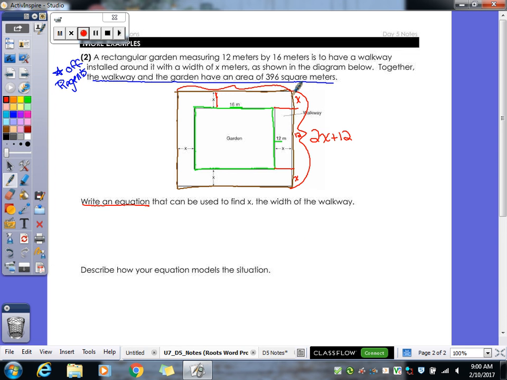If I do the same thing for up here, again, from here to here is 16. And then I have this little piece that's x, and I have this little piece that's x. So that whole thing is 2x plus 16. Now they told us that the area of the walkway and the garden together is 396 square meters. So the walkway and the garden are those two new lengths and widths that we came up with. If we multiply those two together and set it equal to 396, we would be able to find our value of x.